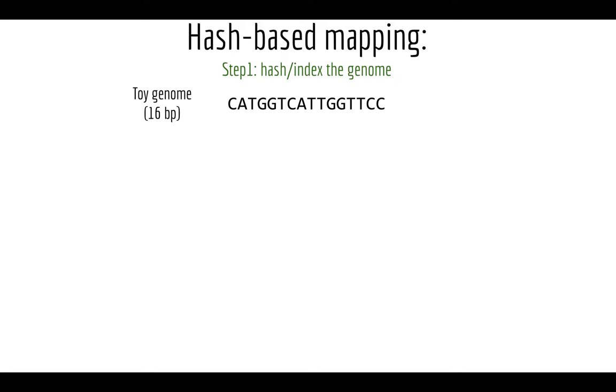So indexing a genome is doing the same thing. We choose a word length, and in this case, a word is a sequence of nucleotides of length k. K is just a mathematically chosen variable to represent the length of the word.